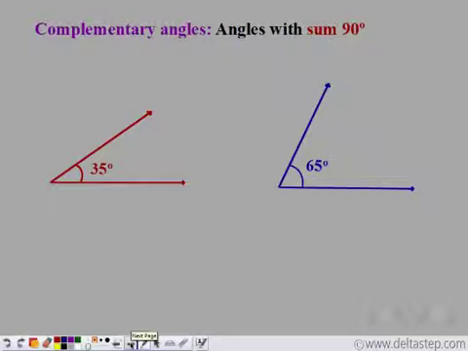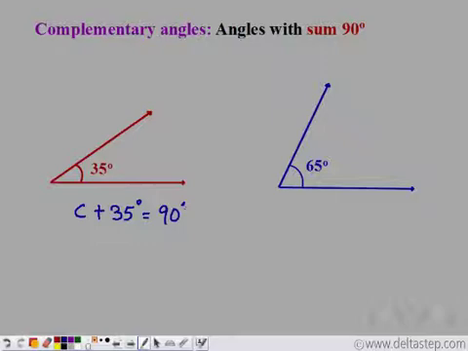So we have these two angles, 35 degrees and 65 degrees. Let's add these two. 35 plus 65 gives us 100. So these two are not complementary. Let us find the complement of this angle. So the complement of 35 degree angle will be an angle which, when added to 35 degrees, will give us 90 degrees. So complement of 35 degrees plus 35 degrees will be 90 degrees.